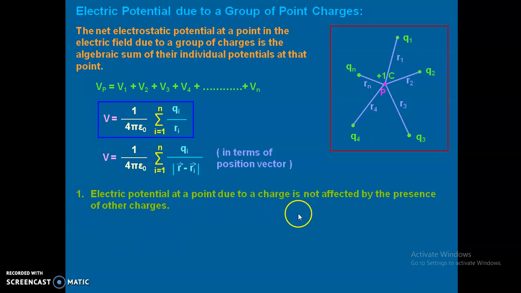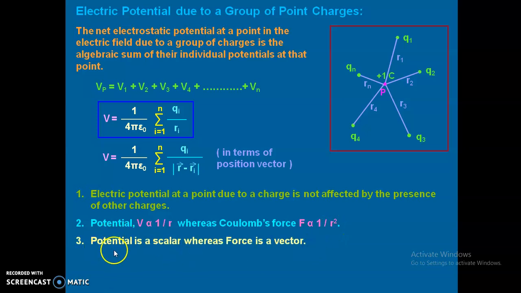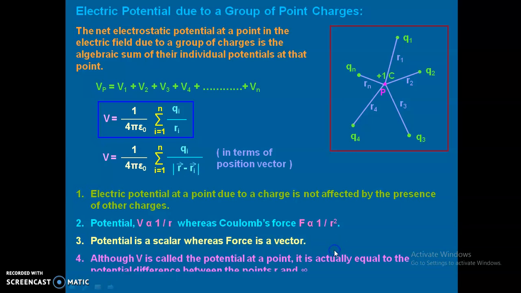So electric potential at a point due to a charge is not affected by the presence of other charges. They have their own identities, so electric potential at a point is not affected by the other charges. Potential is inversely proportional to the distance at which the charges are situated. Okay, but force is inversely proportional to distance square, right? Potential is a scalar, whereas force is a vector.